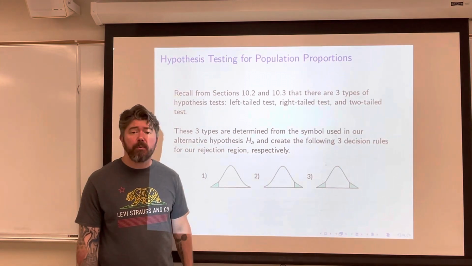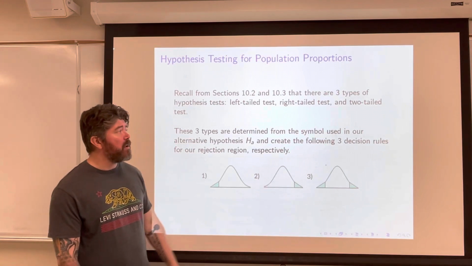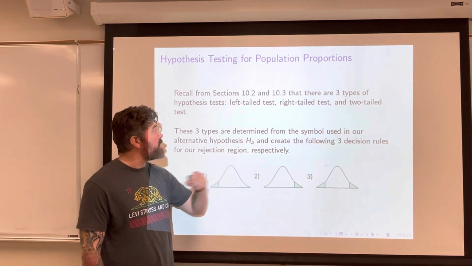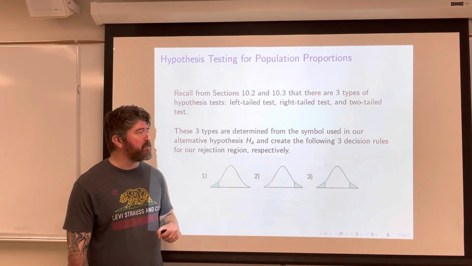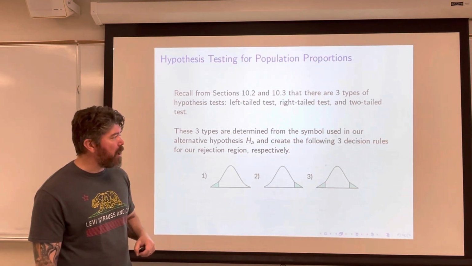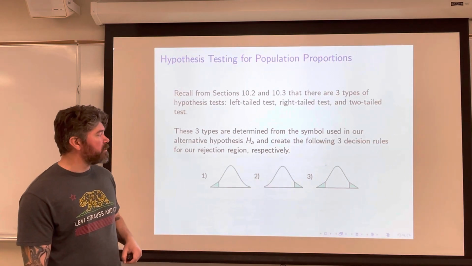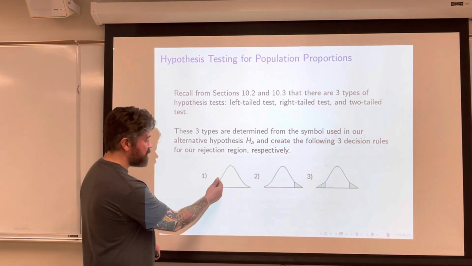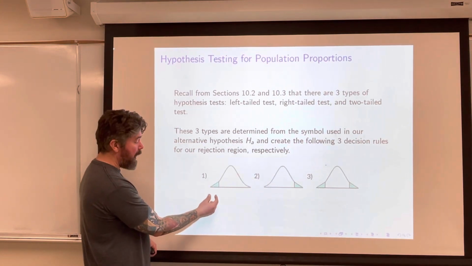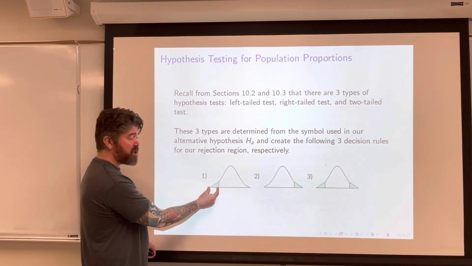Recall from sections 10.2 and 10.3 that there are three types of hypothesis tests: a left-tailed test, right-tailed test, and a two-tailed test. These three types are determined from the symbol used in our alternative hypothesis, HA, and create the following three decision rules for our rejection region. Remember that for a left-tailed test, we have a leftmost boundary that blocks off an area of alpha. This is our rejection region.